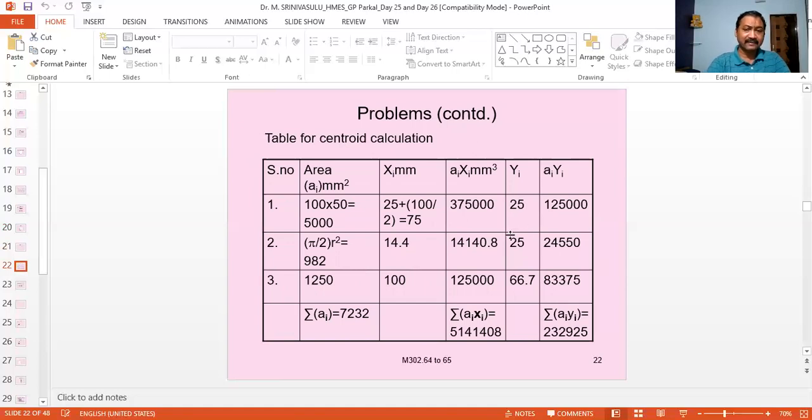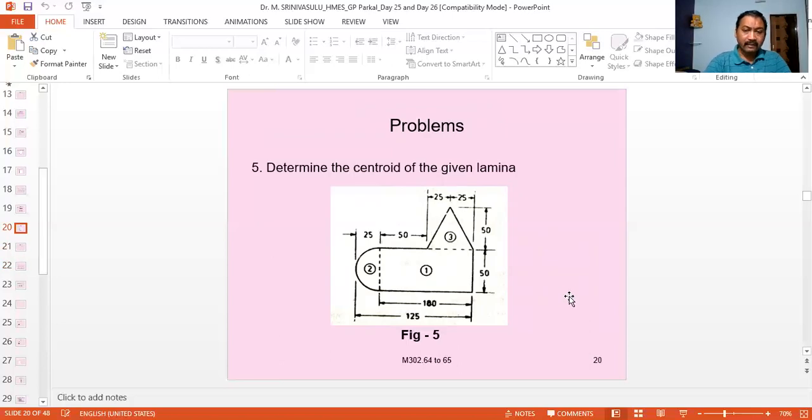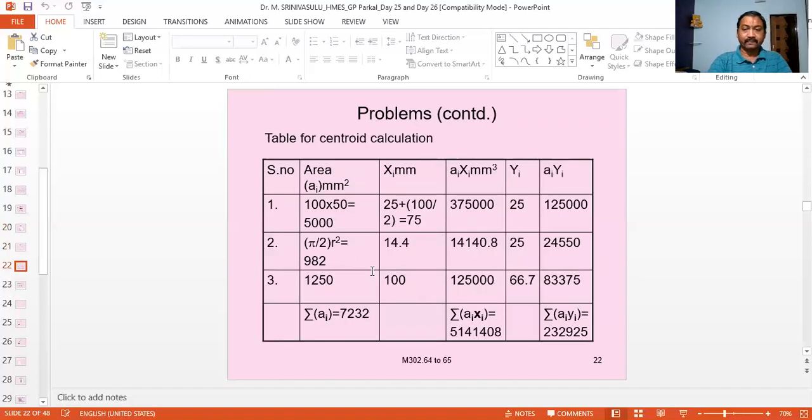Now we got the a2 into x2 term. And coming to the y2. Because this semicircle is symmetrical about the x-axis, it is lying on this, so the distance is 50 by 2, that is 25, so y2 is equal to 25. Now a2 into y2 is equal to 24550.